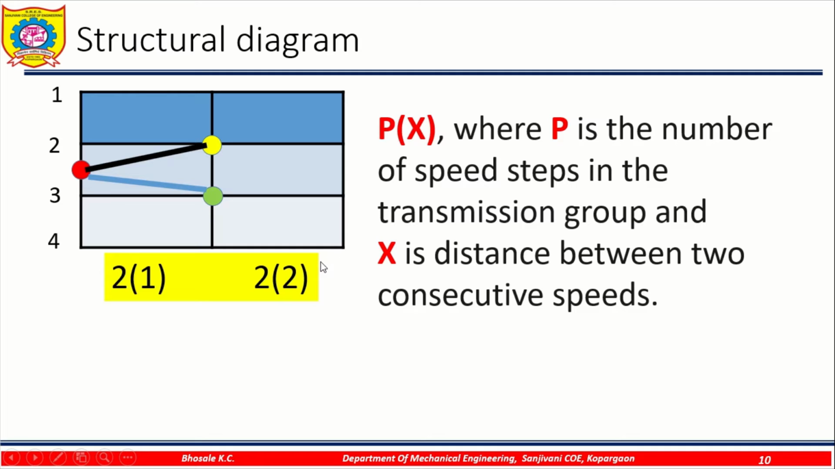Similarly, in the second stage the structural formula is 2 into 2. It indicates that from a single input we'll get the two outputs with a distance of 2.